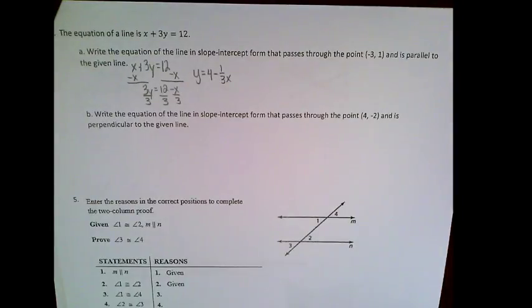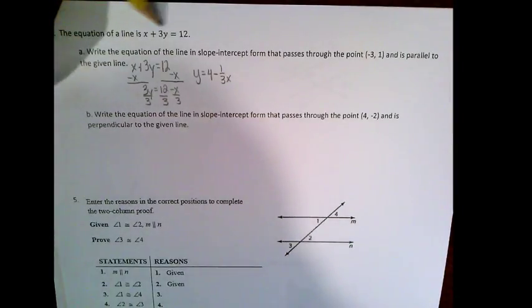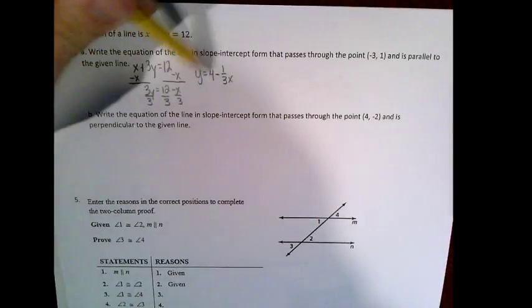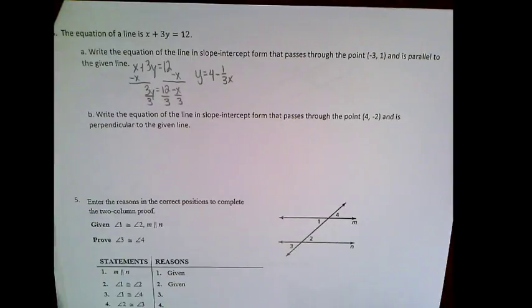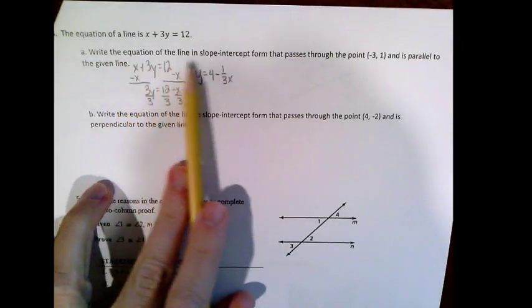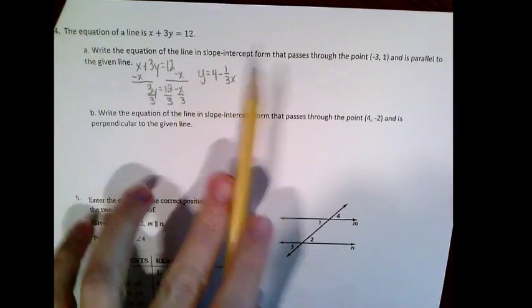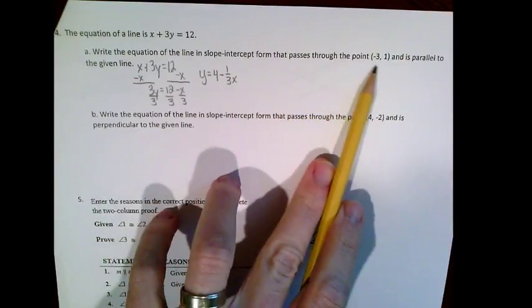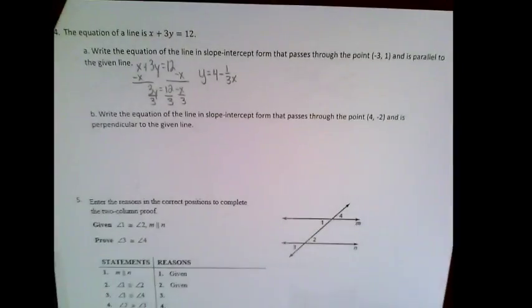All right, so now we're ready to do this problem, and you're going to have to do this on your test. You're going to be given something like this. You're going to have to manipulate it around and get it to y equals form. Now let's read the question. Write the equation in slope-intercept form that passes through the point and is parallel to the line given.